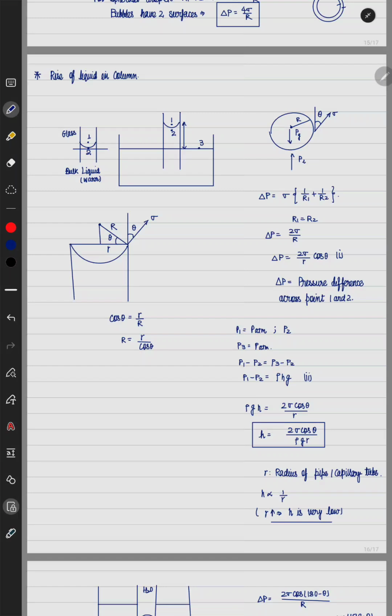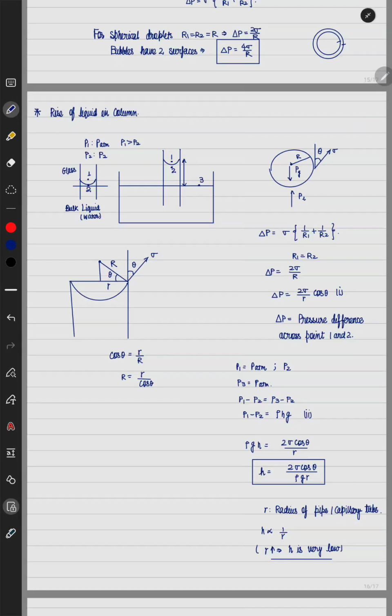How much the pressure difference between 1 and 2 is, is given by the equation that we derived, how delta P is related with surface tension. So the pressure at 1 is given by PATM, and pressure at 2 is something P2. Now P1 is greater than P2, and let us say I have this point 3 which is exposed to the atmosphere. So the pressure at 3 is also given by PATM. Now you can see point 2 and point 3 exist on the same horizontal line, and the pressure at 2 is much less compared to the pressure at 3. So in order to make the pressure at 2 equal to atmospheric pressure, the liquid will rise, and it will rise to such a height that the pressure at point 2 will become equal to PATM.